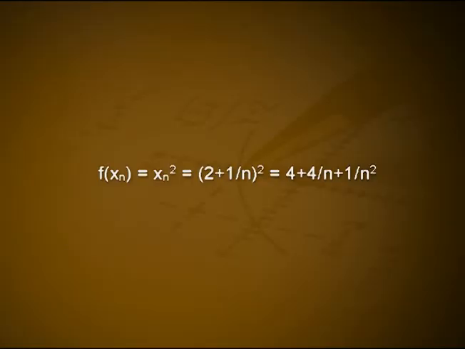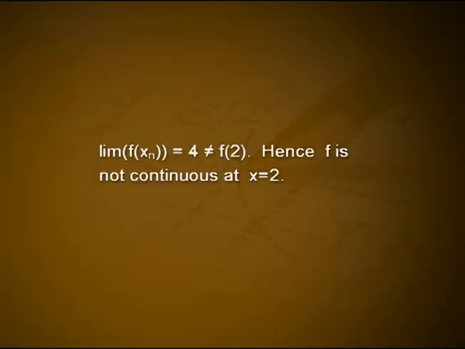Then f of xn equals xn squared, which equals (2 plus 1 by n) whole squared, which is equal to 4 plus 4 by n plus 1 by n squared. This shows that f of xn converges to 4. Therefore, limit f of xn equals 4 and is not equal to f of 2. Hence, f is not continuous at x equal to 2.